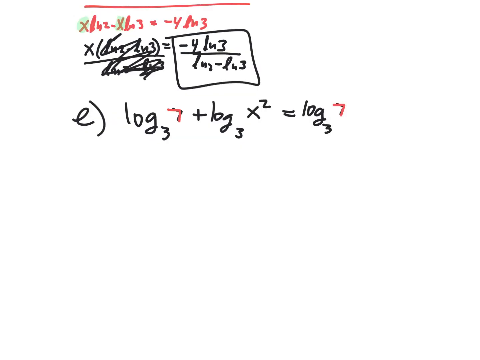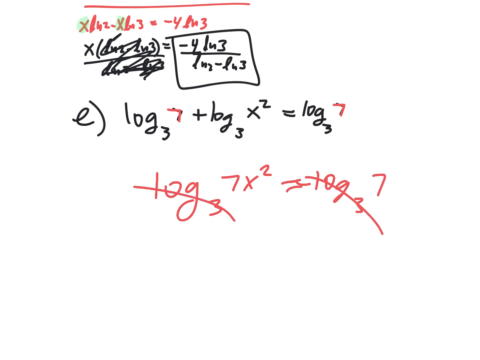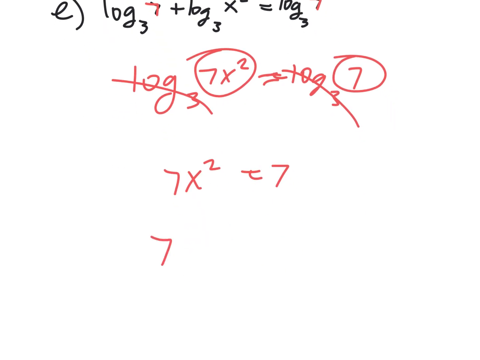Okay, judging by how little you guys are talking, I'm guessing you've realized it was really easy. Log base 3 of 7x squared is equal to log base 3 of 7. And then these are the same base, so they can just be taken out. It's not like they're canceling. Really what's happening is that just has to equal that. 7x squared equals 7. Now I'm going to subtract 7 from both sides. 7x squared minus 7 is equal to 0. So then I'm going to factor it. 7 comes out, x squared minus 1 equals 0.